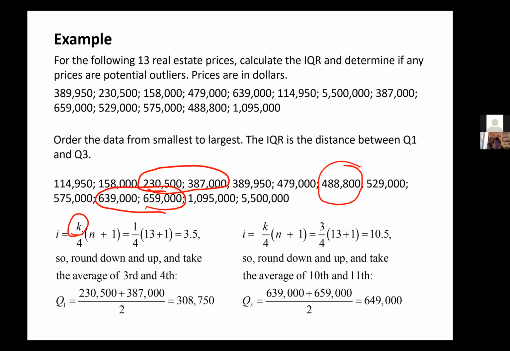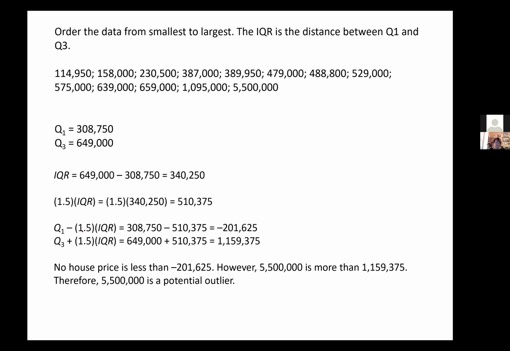All right. So one way we can use this is to determine if we have outliers. So we determined that the first quartile was 308,750. And the third quartile was 649,000. So the interquartile range is the difference. So we take the first quartile and subtract it from the third. Now, if your data is ranked, obviously your third quartile is going to be a larger number, or it can be the same number, larger number than your first quartile. So we take the difference.